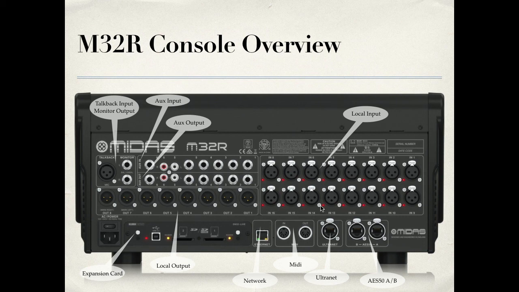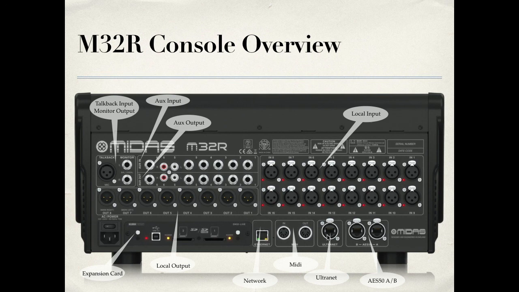Next, we need to move down to some digital connections on the bottom. We have 2 AES ports, AES-A and AES-B, and it's AES-50. There are 48 channels bidirectional on both of those jacks, so we have 48 by 48, 48 in, 48 out. This is AES-A, this is AES-B, and it is AES-50, with 48 channels available.